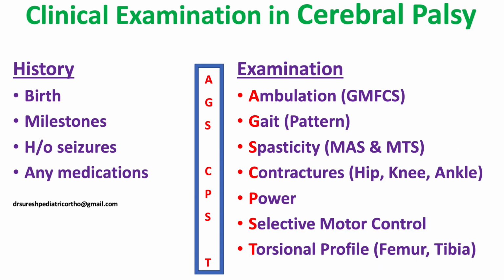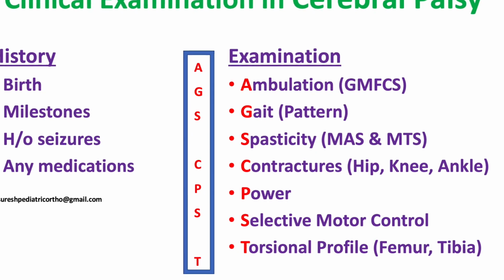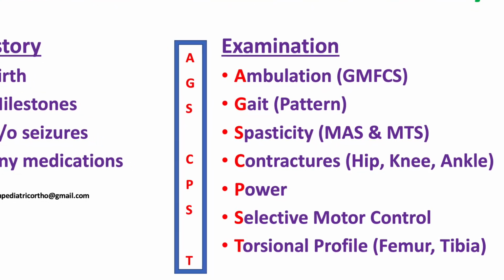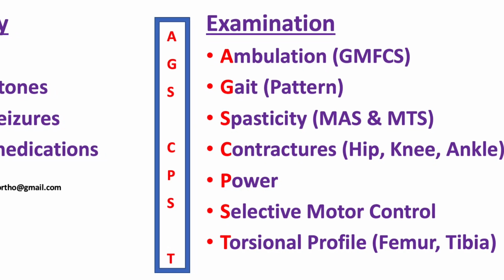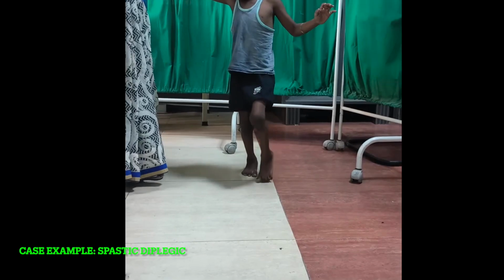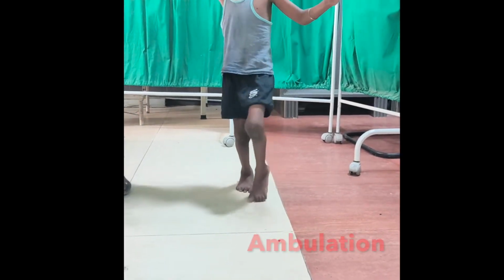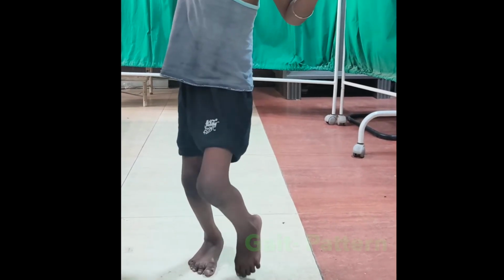Now we'll get a brief history regarding the birth, milestones, history of seizures or any medications, etc. Then we focus on the examination, and I'll try to cover all these points and not miss any of these. First is ambulation, and we try to categorize the child in one of the GMFCS classifications.